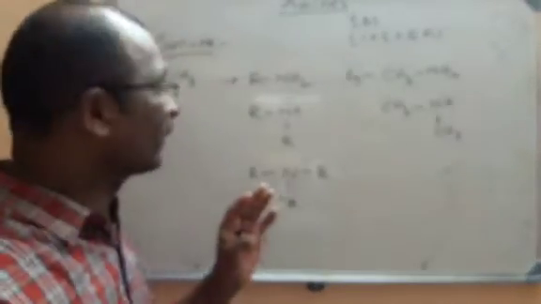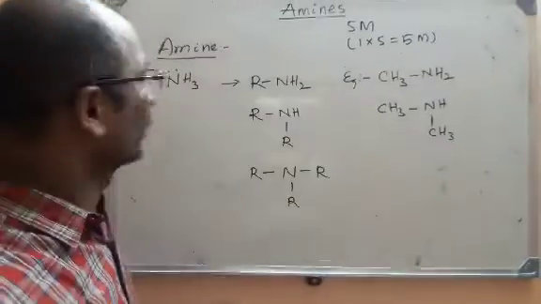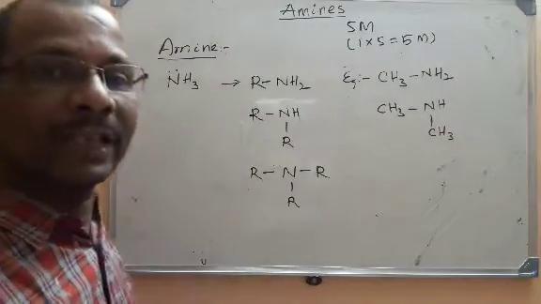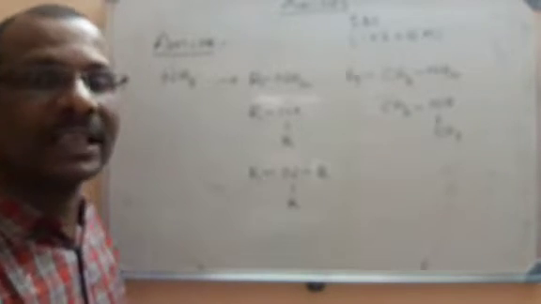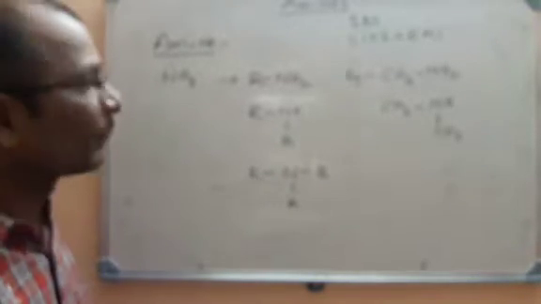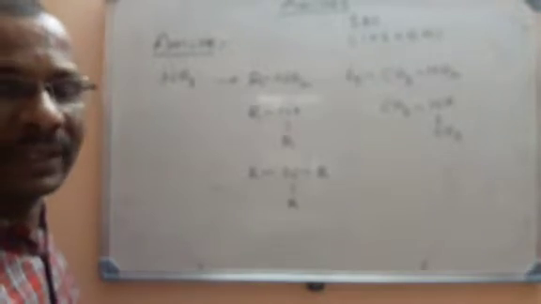So the definition of amines, once again I will say, amines are the derivatives of ammonia where one or more hydrogens of ammonia are replaced with either alkyl groups or aryl groups. These alkyl groups may be same or different. This is the introductory part of amines. Let us go to the next part of the lesson, that is the structure of amines.